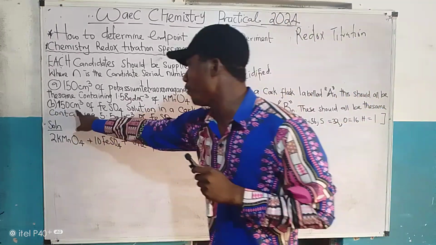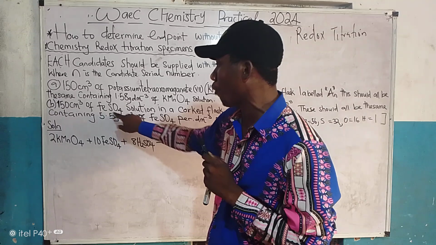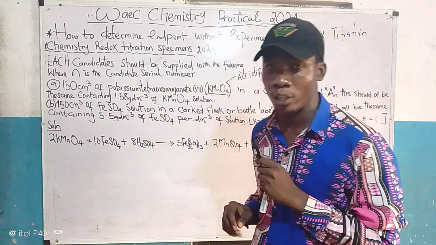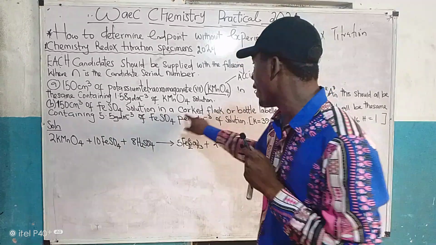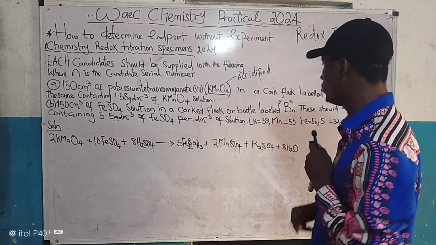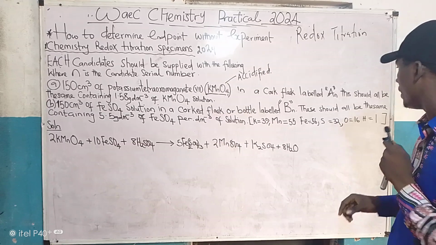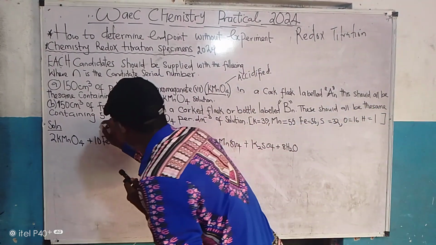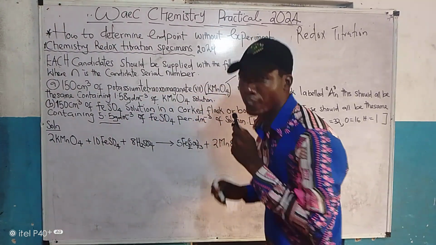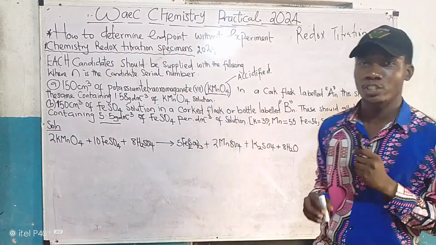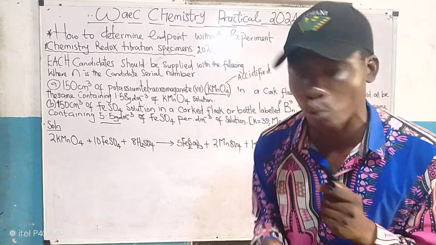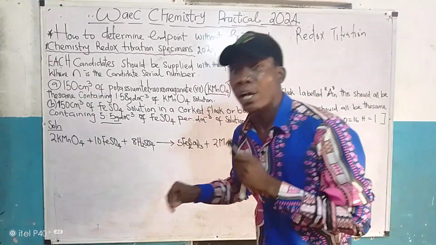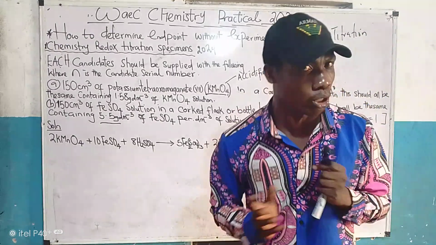Number two, 150 cm³ of FeSO4. This is your reducing agent, which is functioning as the base, in a cork flask labeled as BN, remember your N is your serial number. Then this should all be the same. This is now the mass concentration of the reducing agent. So we are titrating the oxidizing agent against the reducing agent.